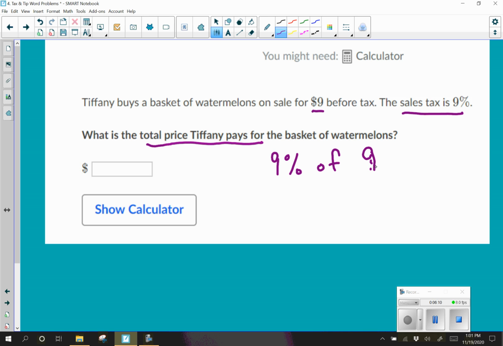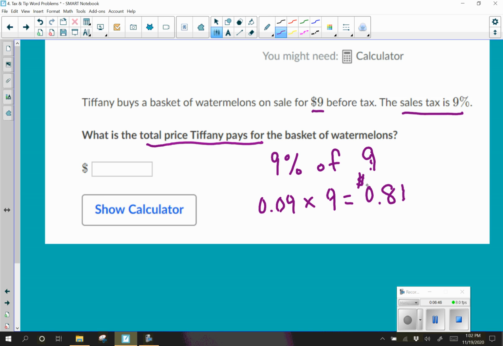Again, you can either do the proportion method or the decimal method. Let's start with the decimal method. If I were to convert 9% to a decimal, that would give me 0.09. And then we're going to multiply that by $9. So on your calculators, go ahead and multiply 0.09 times 9. And that gives us 0.81, which remember we're referring to money. So that means that the sales tax was 81 cents.